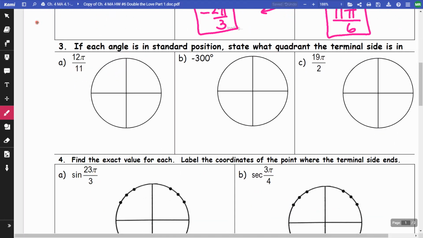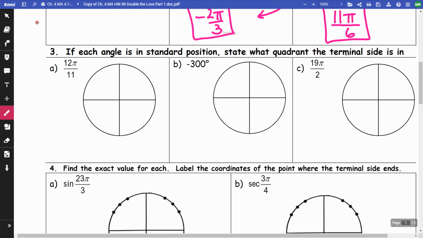Next section. For each of these, we want to think about what quadrant these are going to be in. So if this is 11ths, which is not one of those nice points on the unit circle that we're used to seeing, this is pi. And since I'm dealing with 11ths, this is going to be like 11 pi 11ths, which means I'm going to be here in quadrant 3.